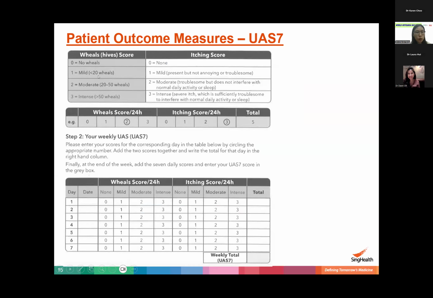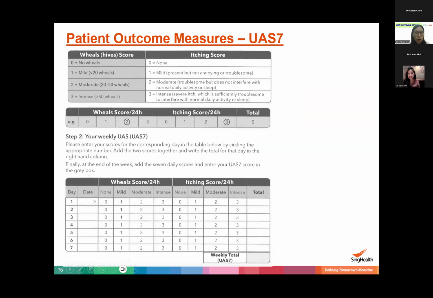So what you do is, if you see the top here, the wheals or hive score will be based on how many wheals you have for that day. Then you circle it. And the itch score, how bad the itch is. Is it mild? Is it moderate, quite troublesome? Or is it very bad itch, intense, that really affects your normal activity and sleep? Then you circle the scoring, or just write down the number.